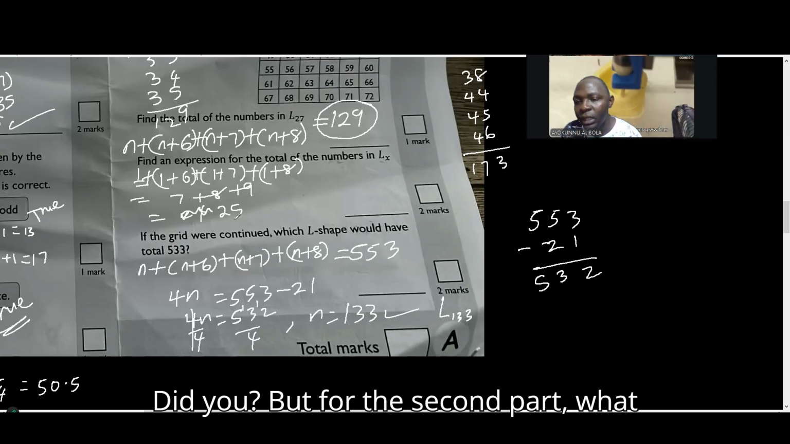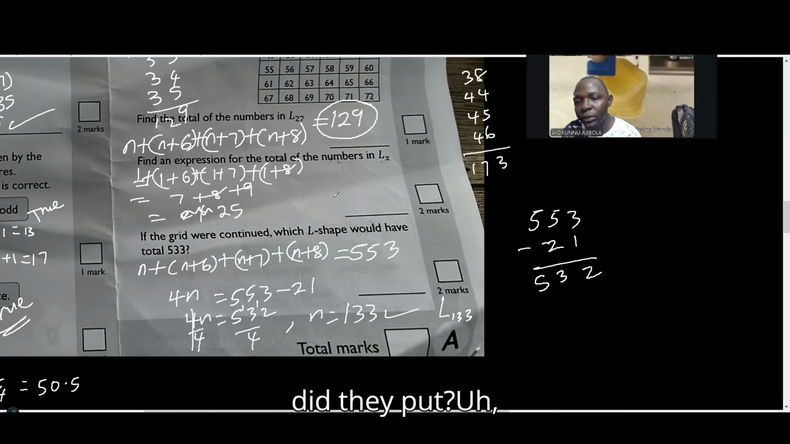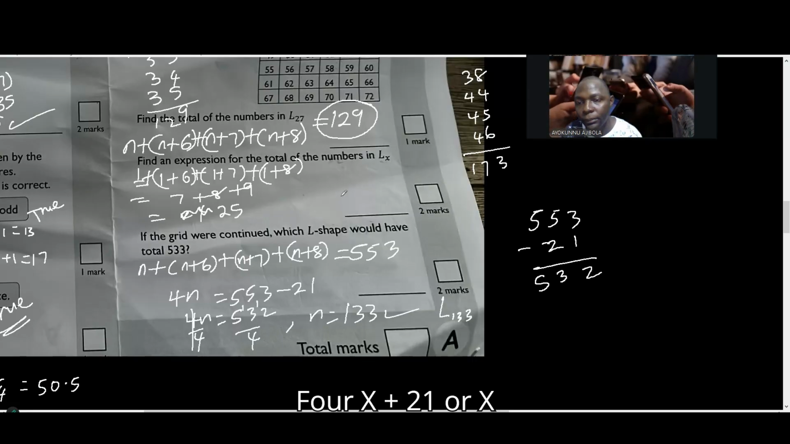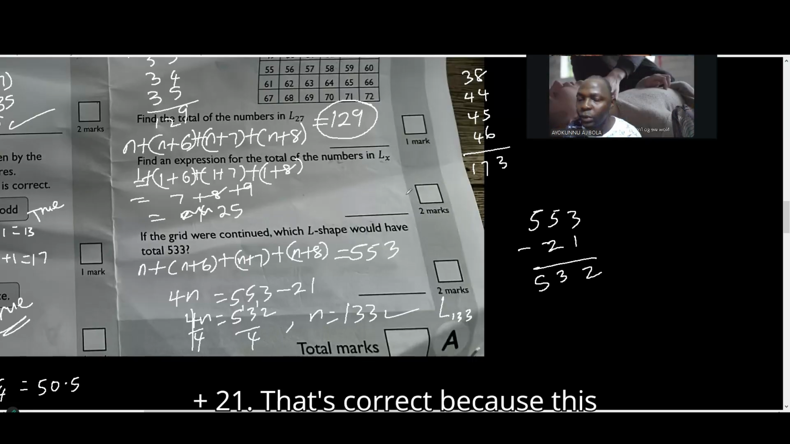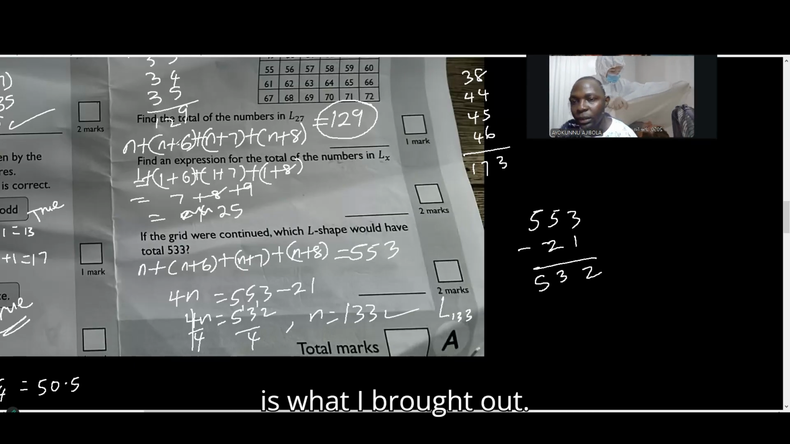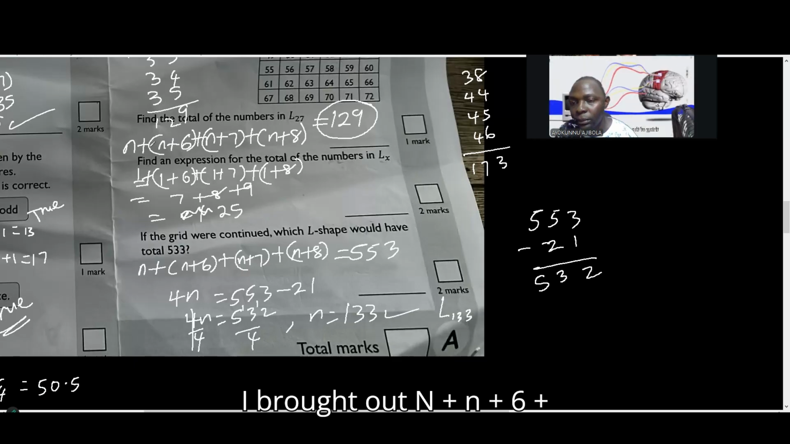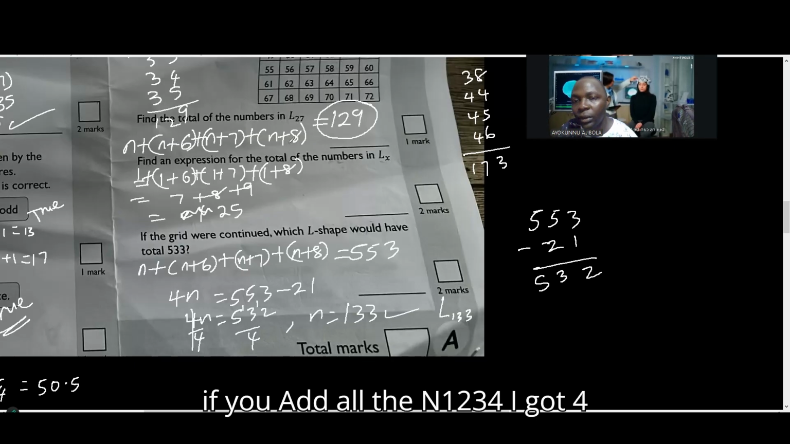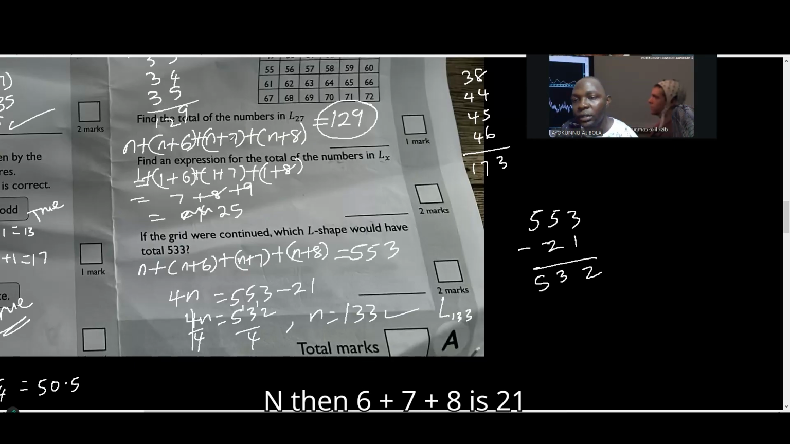But for the second part, what did they put? 4x plus 21. That's correct, because this is what I brought out. I brought out n plus 6 plus n plus 7 and n plus 8. So if you add all the n, I got 4n. Then 6 plus 7 plus 8 is 21, right?